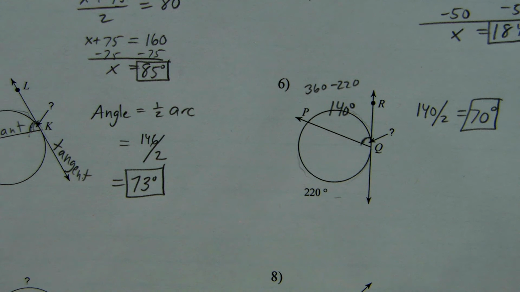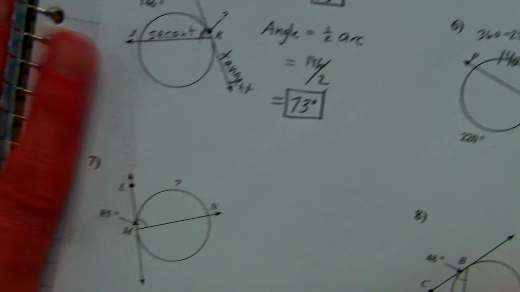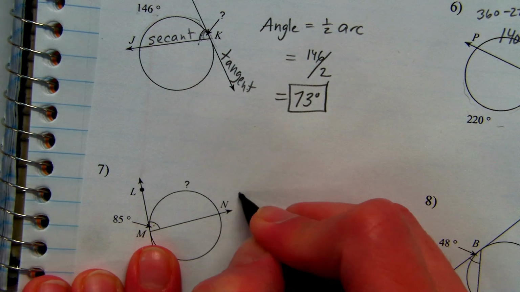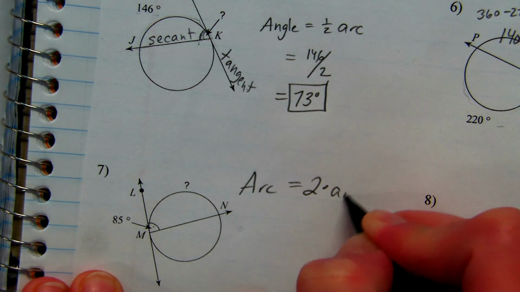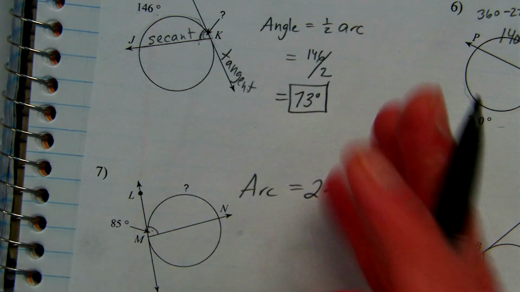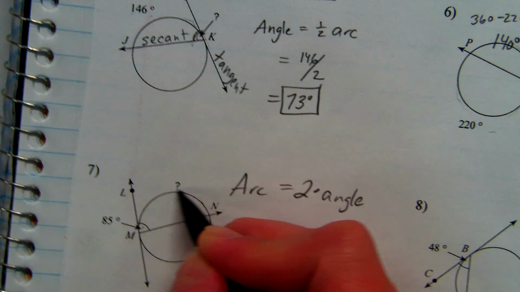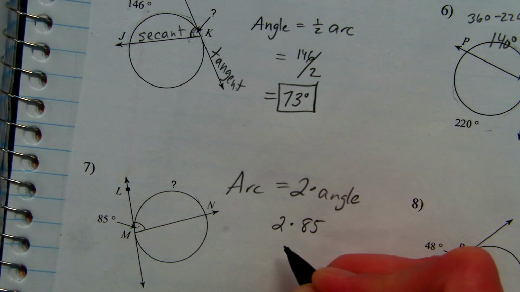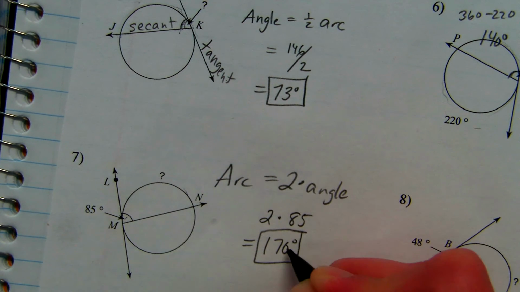Okay, so we're going to go backwards a bit. They're going to give us the arc, and then the angle, and we have to find the arc. So the arc would be 2 times as big as the angle if we're just going backwards from what we did on 5 and 6. So if this is 85, that arc that goes with it is going to be 2 times 85, which gives us 170 degrees.